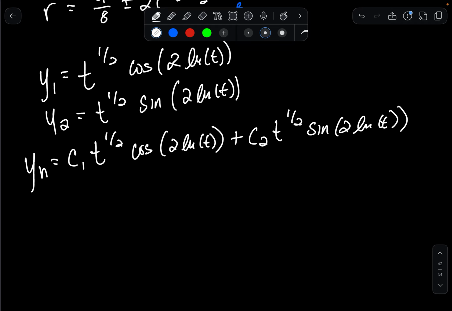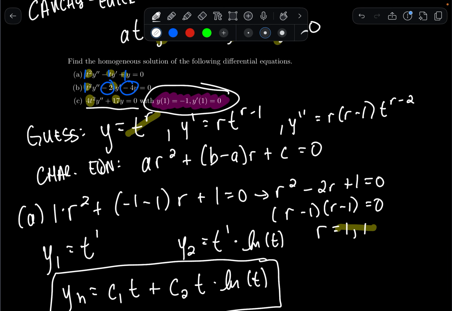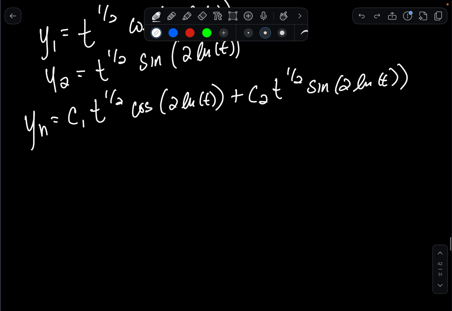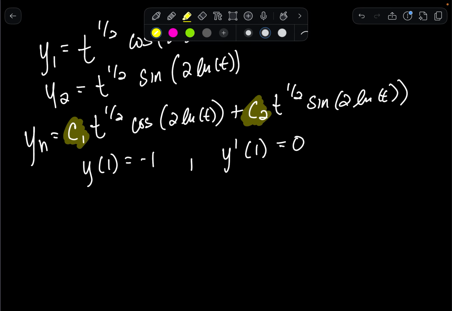And now we need to remember that we were given some initial conditions. So we were given that y of 1 is negative 1 and y prime of 1 is 0. These two initial conditions will allow us to find the values of c1 and c2. Now, what we're going to be doing here is plugging in 1 for t, so here and here and here and here, because we'll use this condition first.